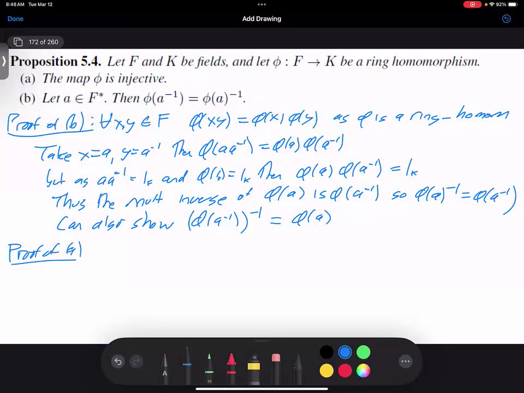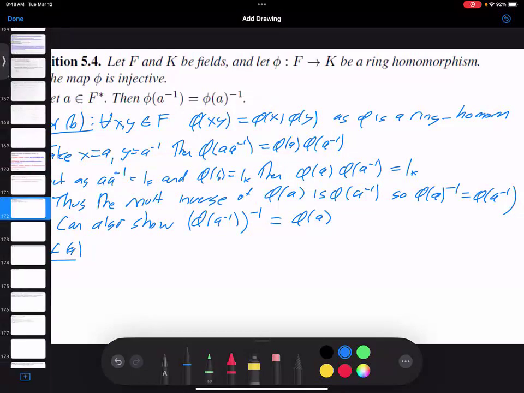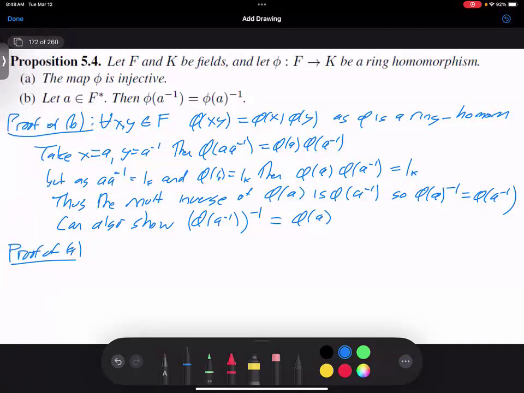So we want to show it's injective. What does it mean to be injective? Every element maps to a distinct element. So to me, the most natural way to try to prove this is to say, well, let's take two different elements and assume they get mapped to the same thing. Can we get a contradiction from that? Let's do it on the next page.